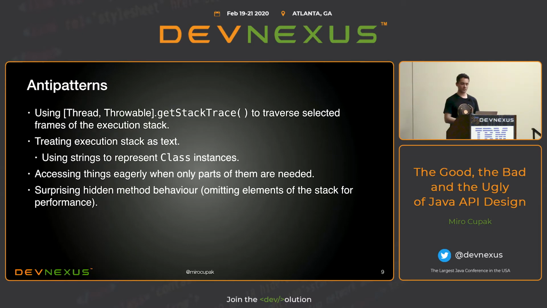As for antipatterns, don't use the old getStackTrace method when doing any processing on the stack. There is a time and a place for this method, of course, such as when you're throwing an unrecoverable error. But more often than not, especially when you need to do any sort of processing, you want to use the Stack Walker instead. Don't treat the stack as text, which is what the old approach did. Use a better structure, like the new approach does. In particular, don't use strings to represent class instances. Don't eagerly access whole things when you only need parts of them, which is one of the main issues with getStackTrace. Avoid hidden behavior. Your API should be clear. Remember the omitting of elements for performance reasons.